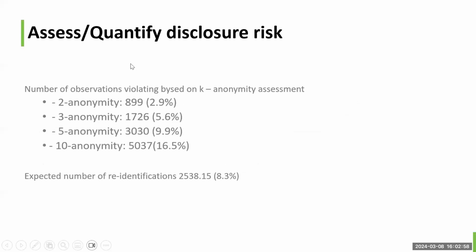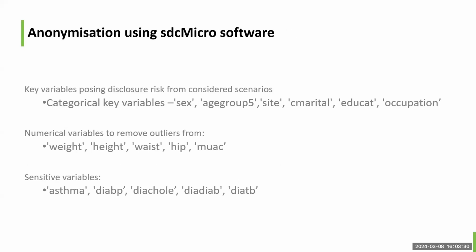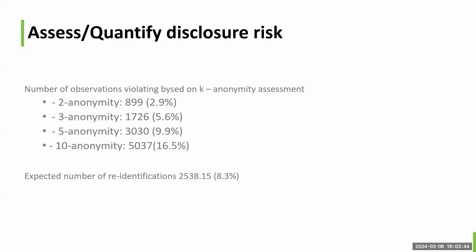Okay, so we said that we start by assessing the risk of disclosure. One of the methods that we used was to check, for the categorical variables, the number of observations violating what is called K anonymity. So K anonymity is when you combine the indirect identifiers. In our case, these were the sex, age group, site, marital status, education, and occupation. If you combine them together, how many people are going to have exactly the same combination? You ideally want many people to have the same combination, because then you can't really tell which line is the person that you think you have identified, because the combination is the same.